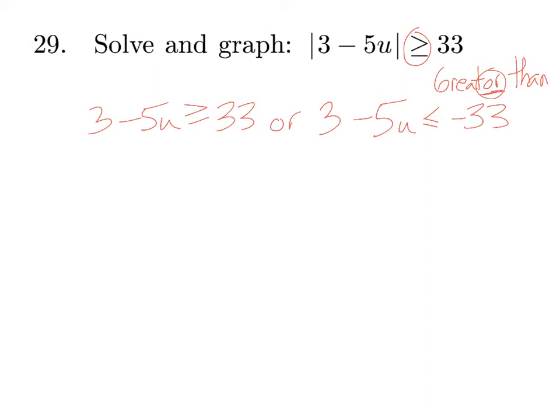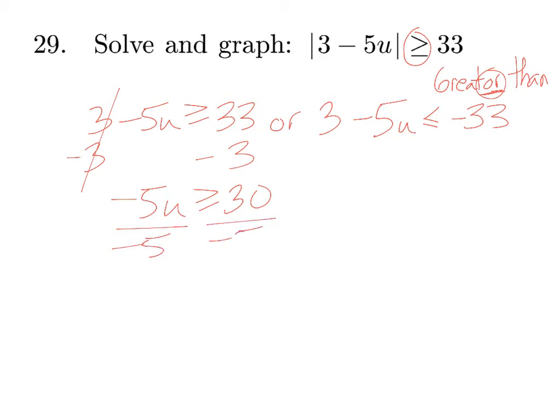Okay, now let's work out these two inequalities. So subtract 3. Negative 5u is greater than or equal to 30. Then I divide by negative 5. U is greater than or equal to, oops, not greater than or equal to. What is it? Less than or equal to negative 6. All right, got to flip that sign around because you're dividing by a negative.